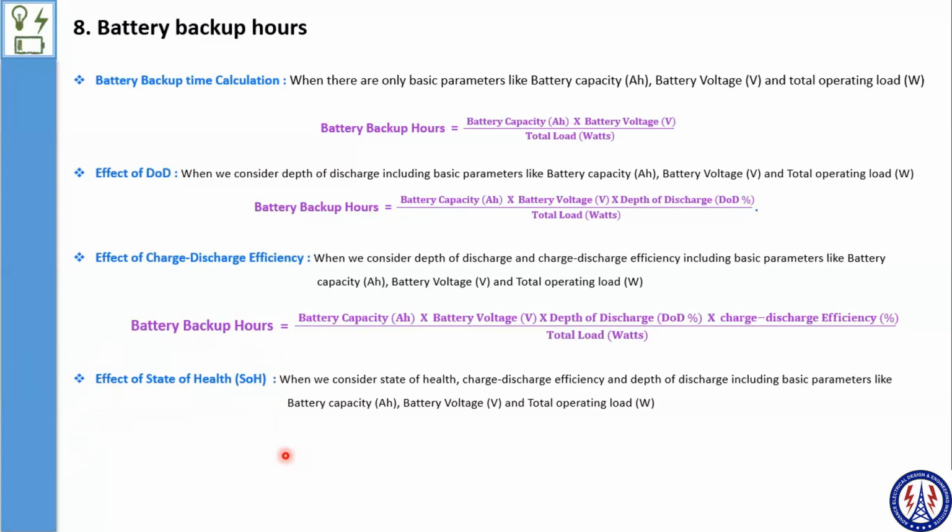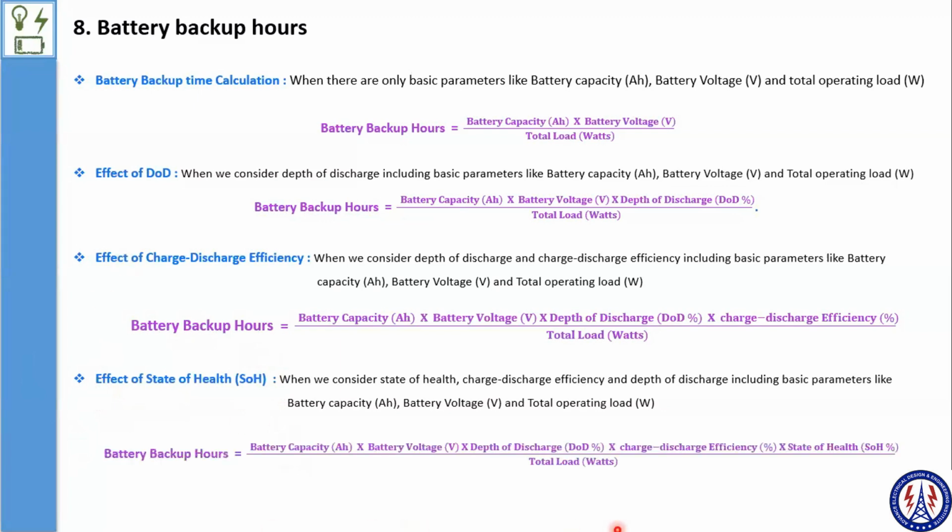So again, state of health shall be multiplied. It must be multiplied at the top, right? Yes, exactly. Because if you look at the effect of depth of discharge, charge discharge efficiency, and state of health, all three parameters are reducing your battery capacities, right? That's why I would say reducing the effective battery capacity. And that's why you need to multiply these three parameters to the top of the formula.